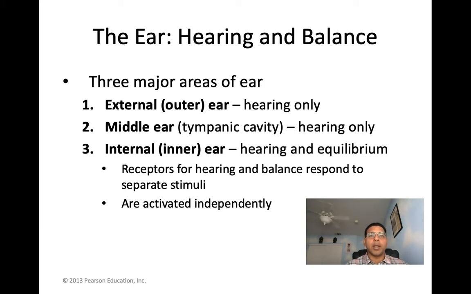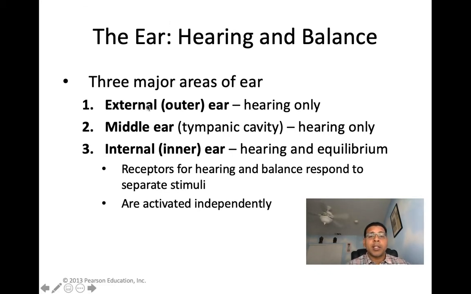Hello and welcome. Today let's move through our senses and sensory physiology, and let's talk about the ear. We'll look at hearing and we'll look at balance. When we talk about the ear, we'll go through the structure of the ear first and then we'll move into the physiology. The ear is divided into three regions.